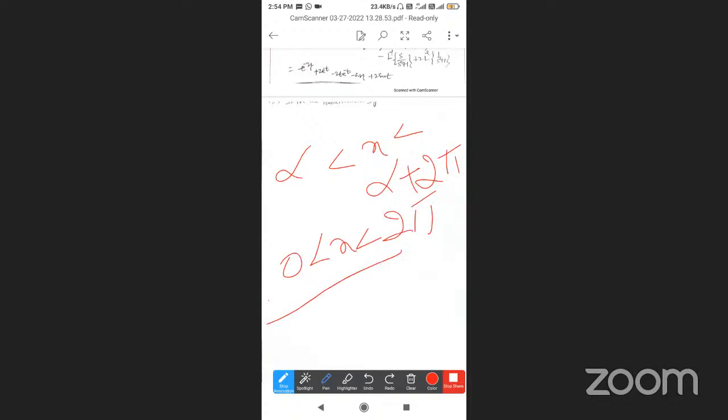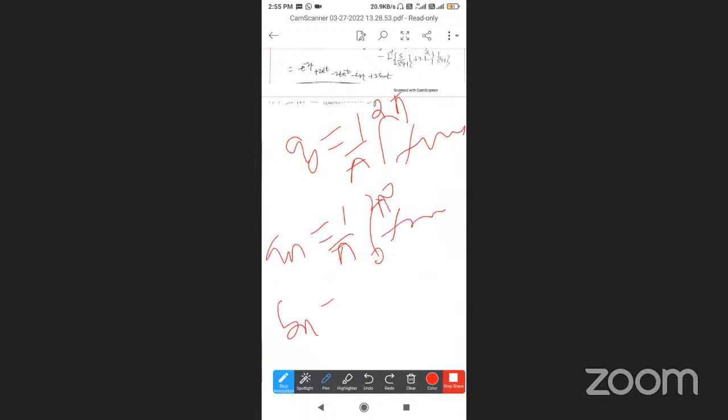So the corollaries: alpha equal to 0. So alpha is less than x is less than alpha plus 2 pi, alpha is equal to 0, so 0 is less than x is less than 2 pi. This is the period. So what are the changes in the formula? A naught is equal to 1 by pi, integral from 0 to 2 pi of f of x dx. An is equal to 1 by pi, 0 to 2 pi of f of x into cos nx. Bn is equal to 1 by pi, 0 to 2 pi of f of x into sin nx. So that is the corollary.